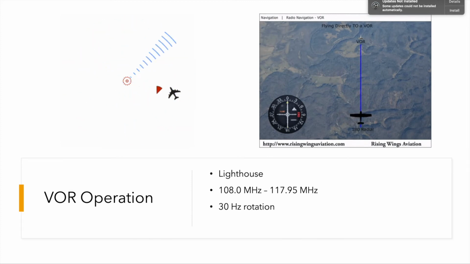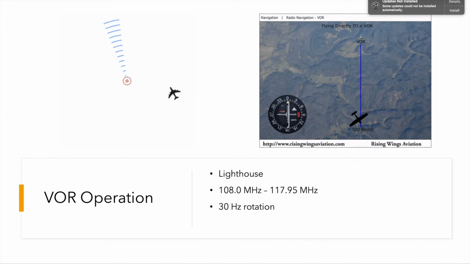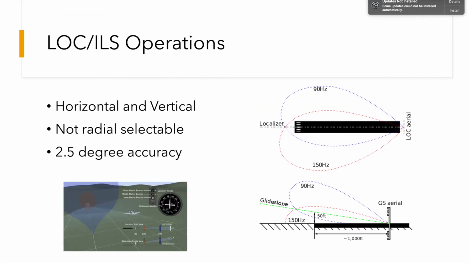And then on the diagram to the left, we can see what the OBS actually shows as the aircraft moves across the course. So right here, you can see that it is now moving to the right. Well, it's centered at the moment, but as it moves, we're going to the right, and you can see the changes on the OBS. The rotation is at 30 hertz, and also it's VHF frequency, so 108 megahertz up to 117.95 megahertz are the ranges for those VORs and ILSs.